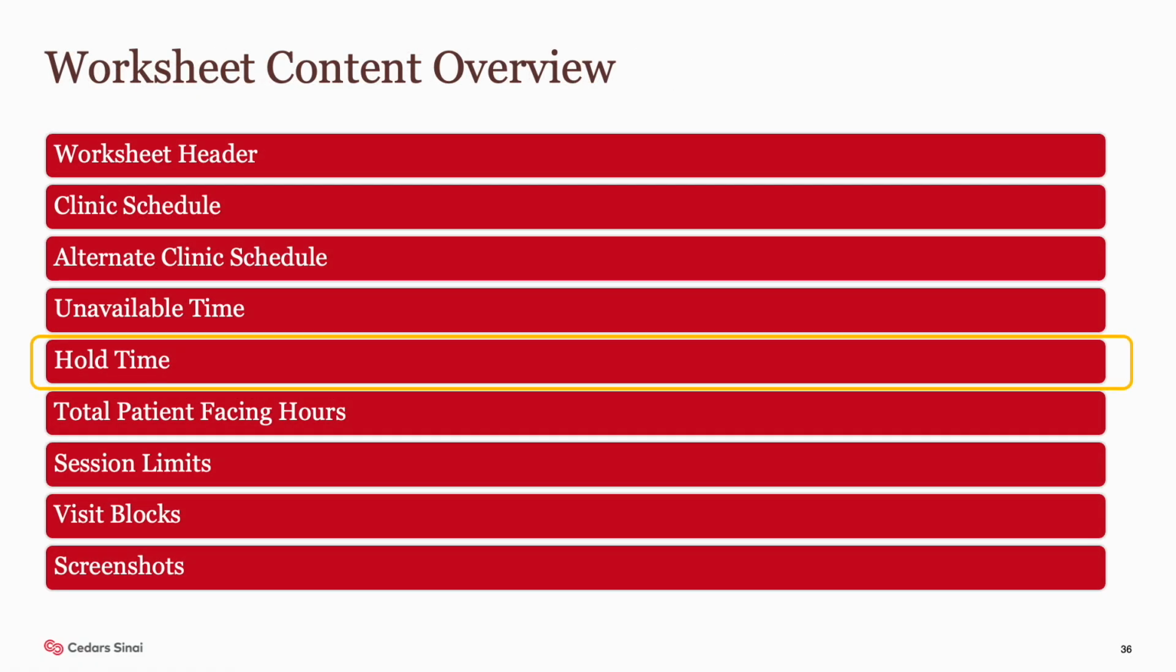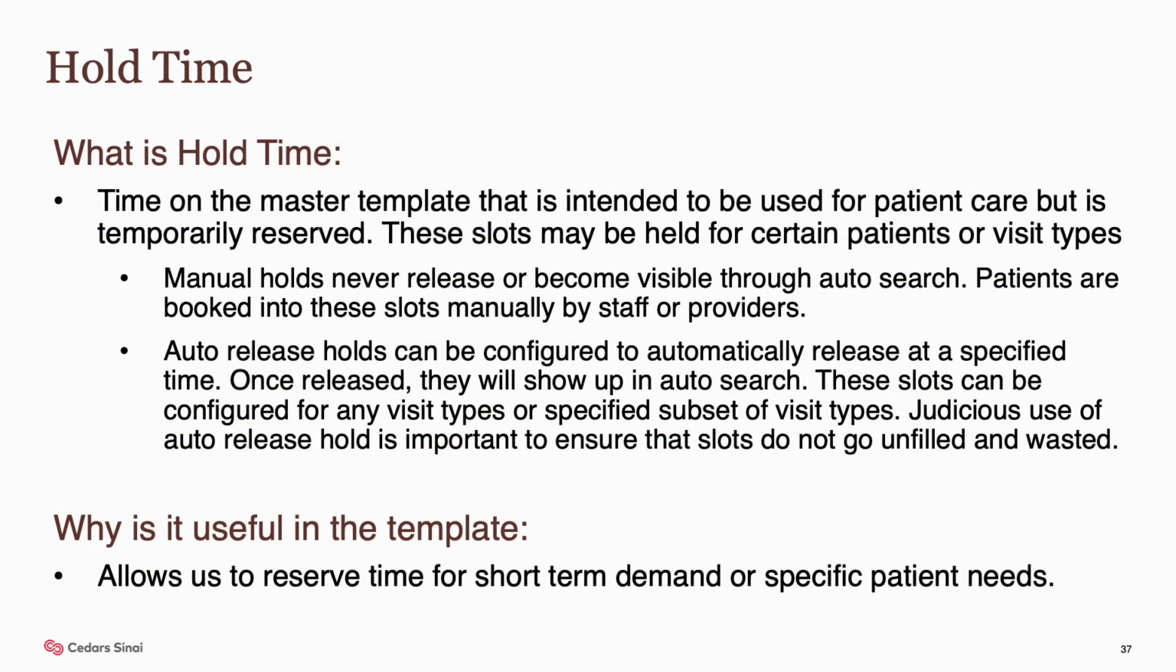So let's now transition to the hold time section of the worksheet. What is hold time? Hold time is time on the master template that is intended to be used for patient care but is temporarily reserved. These slots may be held for certain patients or visit types. There are two types of holds, manual and auto-release. Manual holds never release or become visible through auto-search, so patients can only be booked into these slots manually by staff or providers. Auto-release holds can be configured to be automatically released at a specified time.